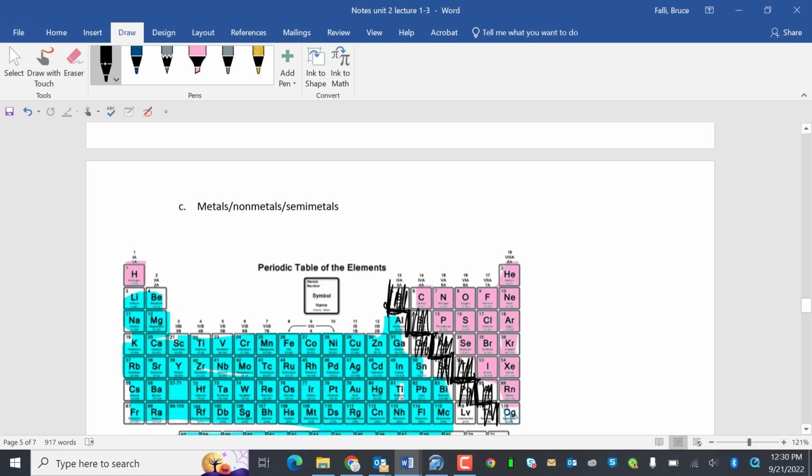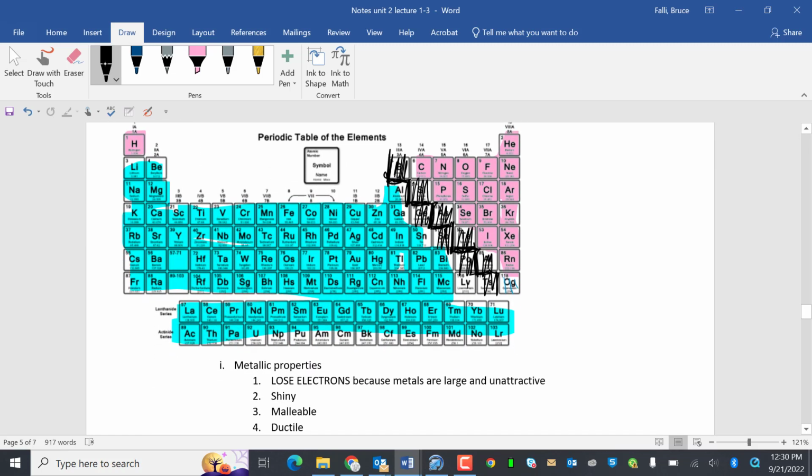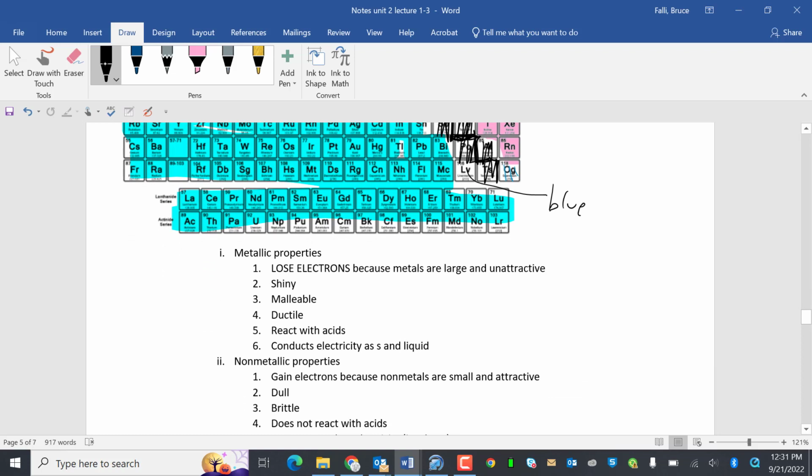So we can now tell where the metals, nonmetals, and metalloids are. LV is blue, although we'll probably never mention livermorium. Metallic properties. Metals lose electrons. When you think of metals, you think of them being shiny and bendable and can turn into wires. But the most important thing for being a metal is they lose electrons when they react. Metals react with acids. Metals conduct electricity as solid and liquid.